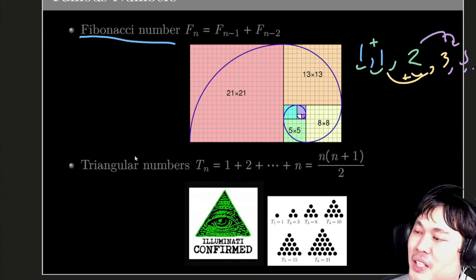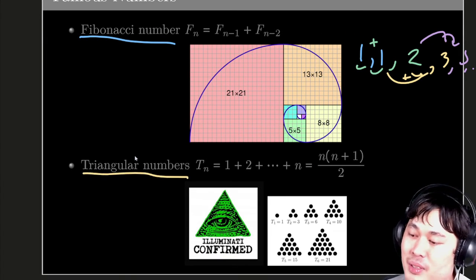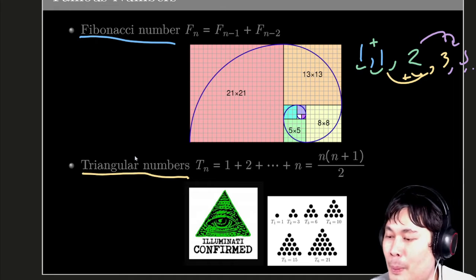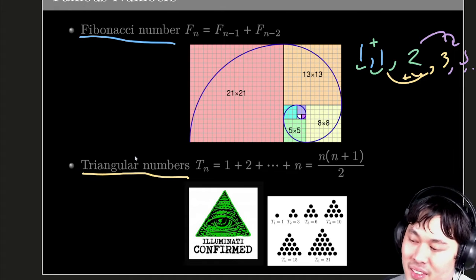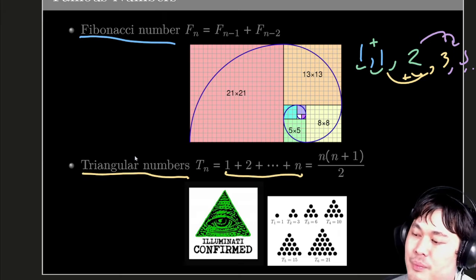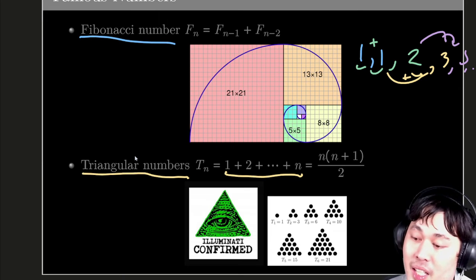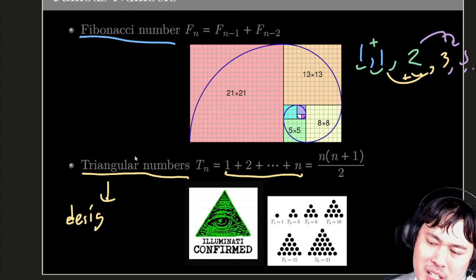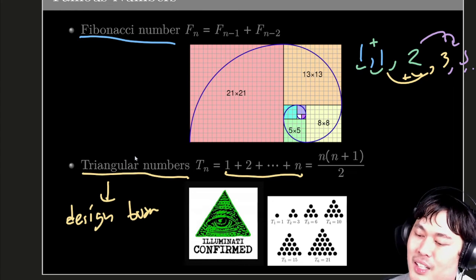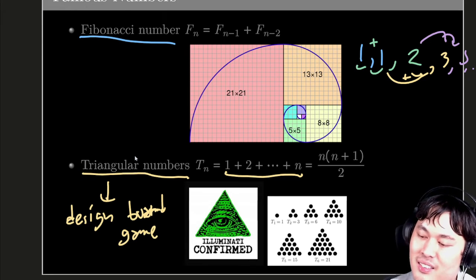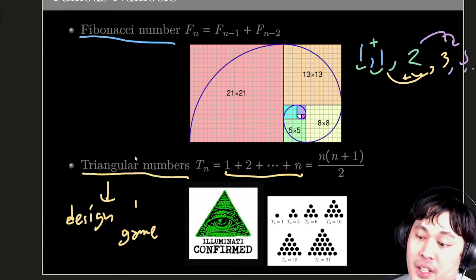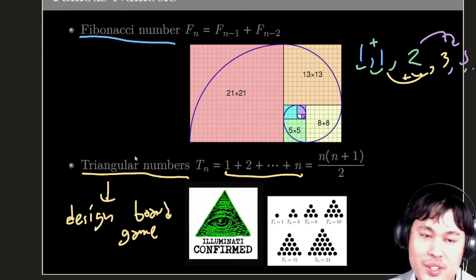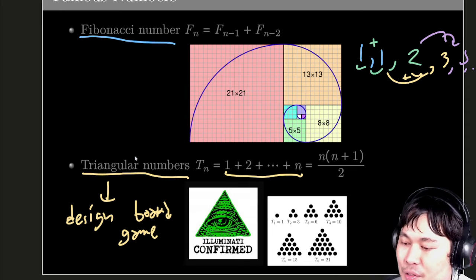And sometimes you have something like triangular numbers. Interestingly enough, the definition is kind of simple. But you will hear this a lot if you design a board game. I'm not sure about computer games, but if you design a board game, you're going to hear this word a lot, because that's one of the tools you can use to make a scoring system balanced, interesting, fun.